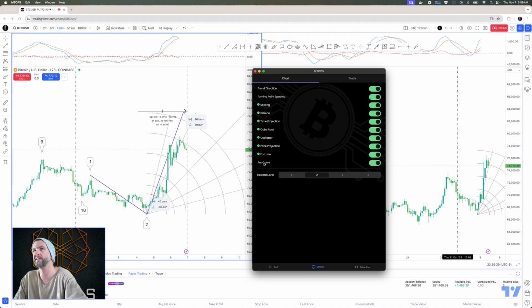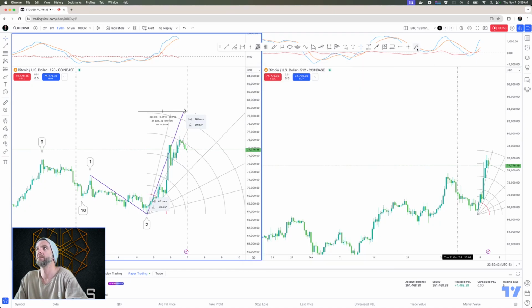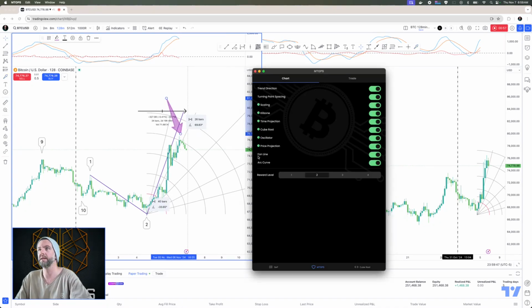The scaling, we've got up to this bandwidth over here, this R curve. I'm just going to skip down there, I suppose. So this R curve and fan line is where price turned around. Okay, so right there.